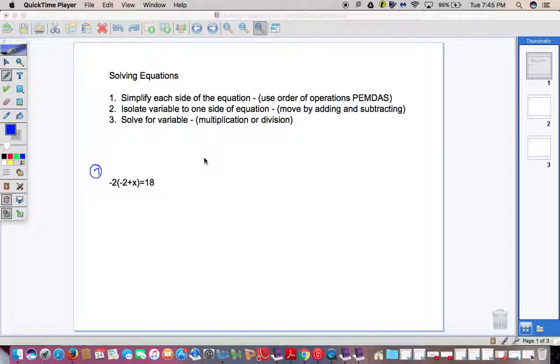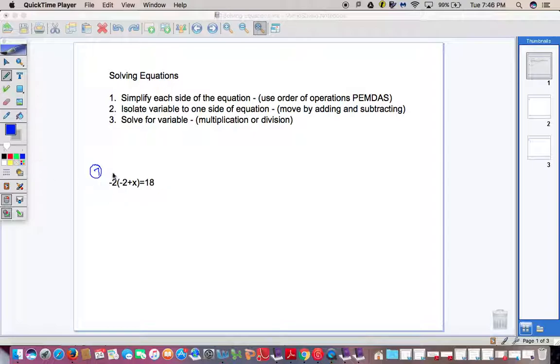So I'm going to use a few of the problems that were on the worksheet that I assigned to you guys today. And if you don't have that worksheet, then you can just write these problems down and see how we go about solving them. Okay, so the first is this problem here. It's -2 times (-2 plus x) equals 18. And if you're looking at the worksheet, it is problem number 7.